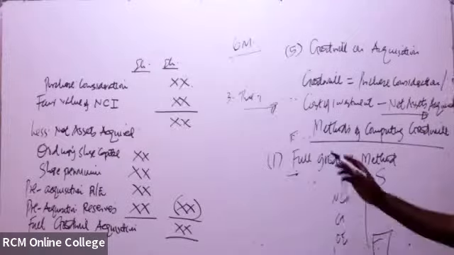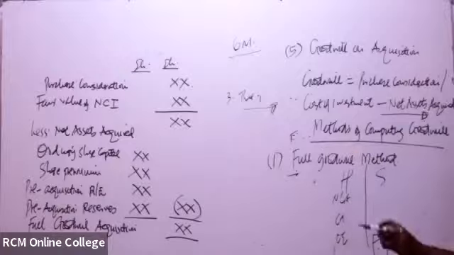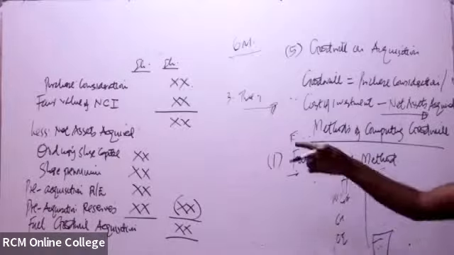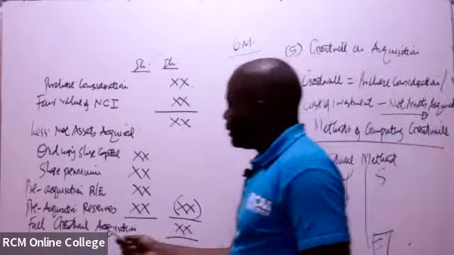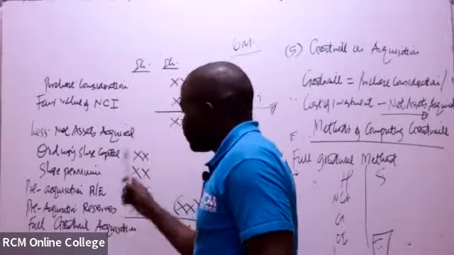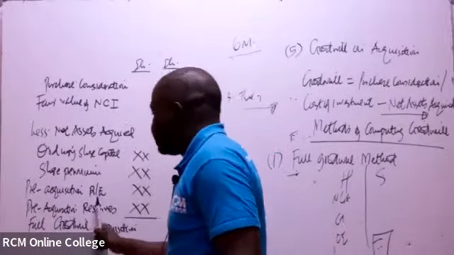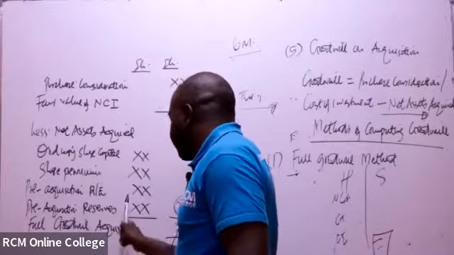Is there ordinary share capital? You pick it and bring it there. Is there share premium? You pick it and bring it there. But for the pre-acquisition retained earnings, you'll have to calculate it, or it can be given in the additional information. You'll be able to bring it here.